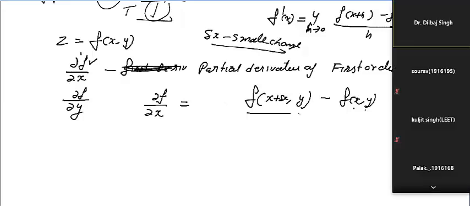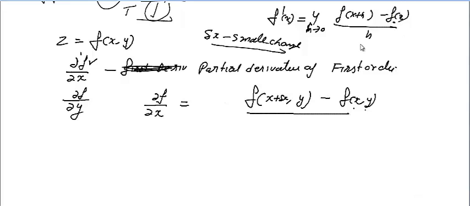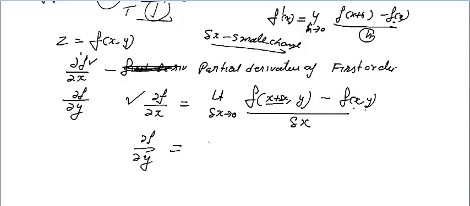Correct? So here, in place of h, there will be delta x. Only you are changing x, not y. y will be the same. So limit delta x approaches 0. This is the definition of the derivative of f with respect to x. In the same way, if you want to find the partial derivative of f with respect to y, why is it a partial derivative? Because f depends upon x and y both.